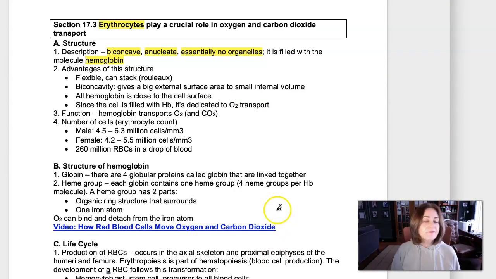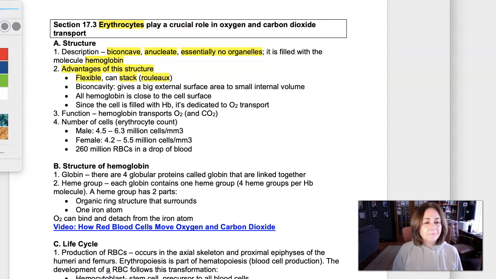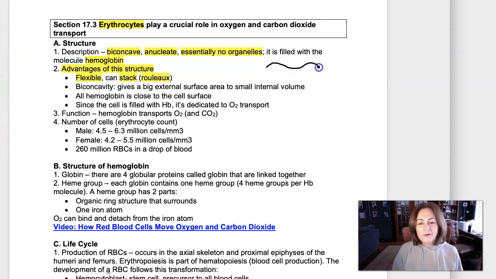So taking a look at the notes, what I did is I made a little list of the advantages of the structure. So they're flexible. They can stack kind of like dinner plates, if that makes any sense to you. That stack is known as a rouleau. That biconcavity gives a big external surface area to a small internal volume. And so, in other words, remember this cell is shaped a little bit, I'll change that pen. It's shaped a little bit kind of like a donut or a bagel, except without the hole. Instead, it's just going to be an indentation, like we said.